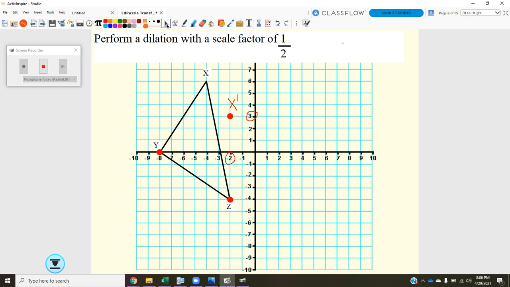I always like the y, or the coordinates that are right on an axis, because then we only have one number that we have to multiply or divide. So half of -8 would be -4. And I'm just going to move that dot right over. So that would be a y prime.